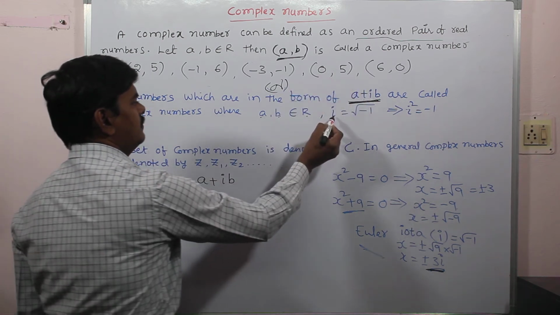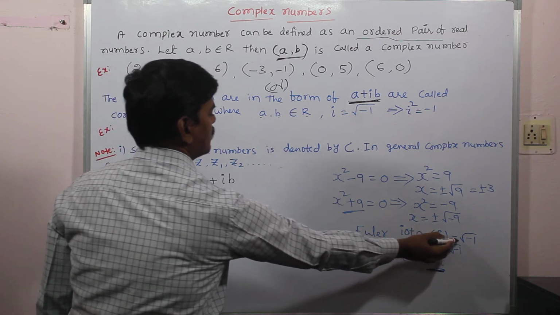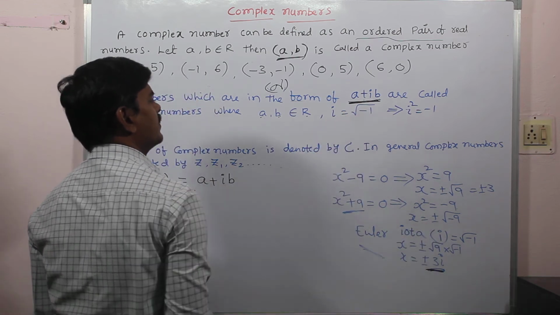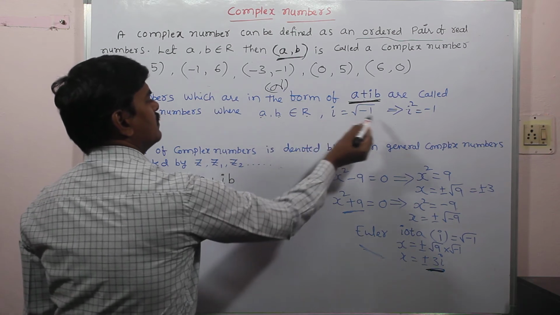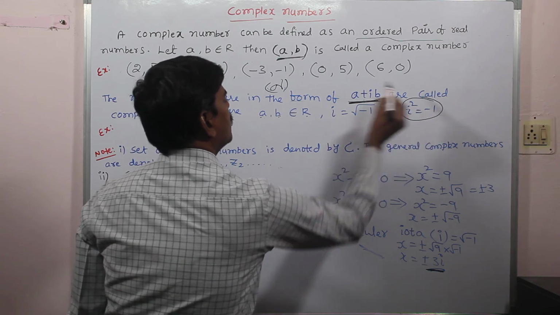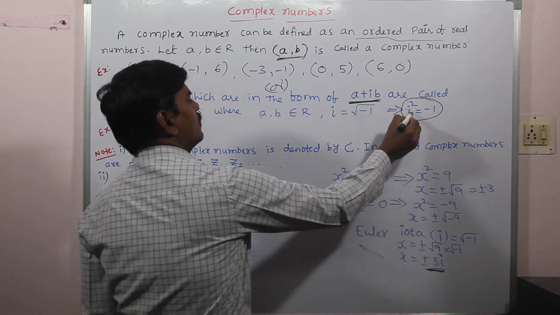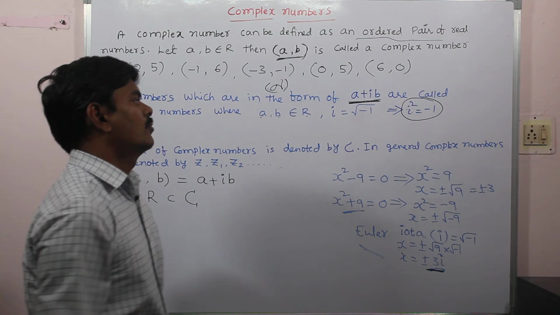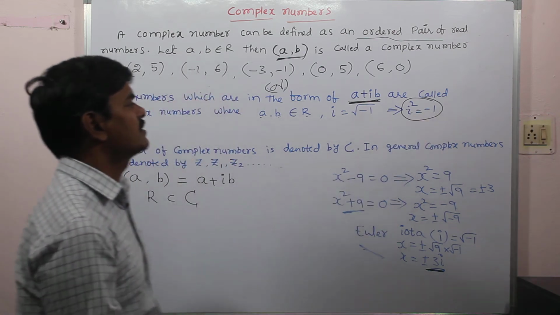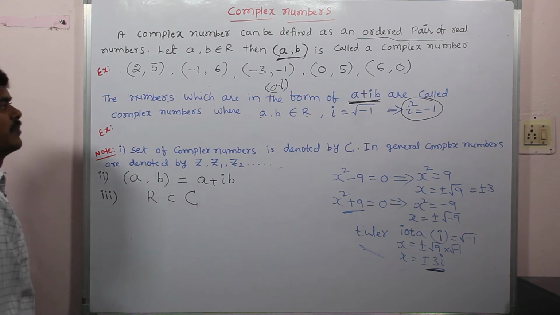What is iota? Iota is equal to root over -1. Do remember. On squaring, you will get iota square is equal to -1. Very useful relation. While solving problems, whenever you get iota square, that can be replaced with -1. Do remember.